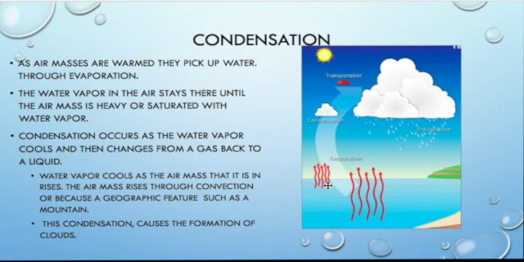Water vapor cools as the air mass that it is in rises. The air mass rises through one of two processes, either convection or because there's some type of geographic feature like a mountain that's in its way, forcing it to rise up. This rising causes the condensation, which also causes the formation of different types of clouds.